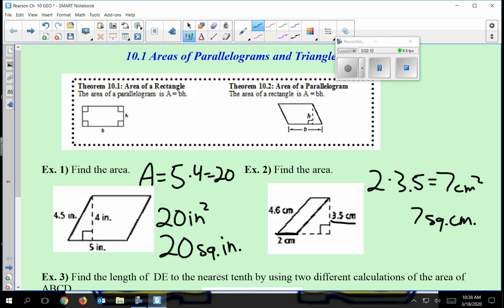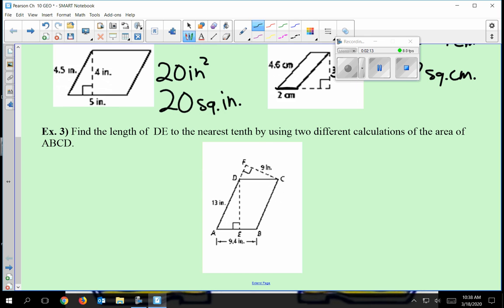Okay. The next question, a little bit tougher. They want me to find DE in this one, but I need 2 different calculations to do that, and then use that to kind of prove area. So I'm going to take this 9, is really going to be the height of it, and the base in this case is going to be this 13. So I'm going to take 13 times 9, multiply that up. I'm going to get 117, and we were going inches squared on that.